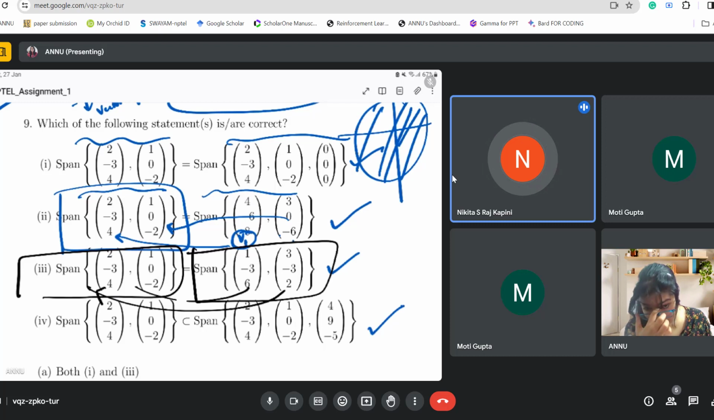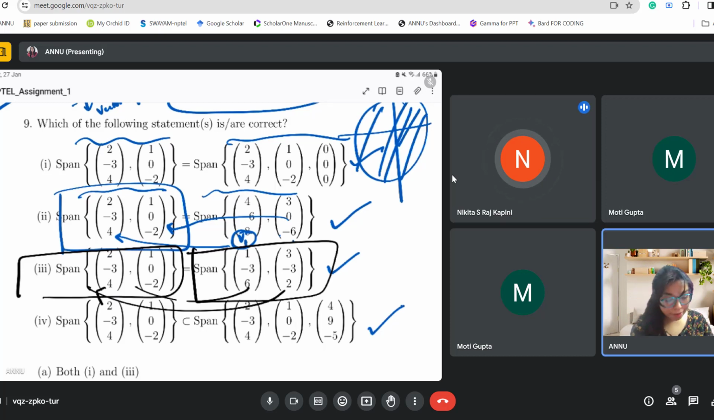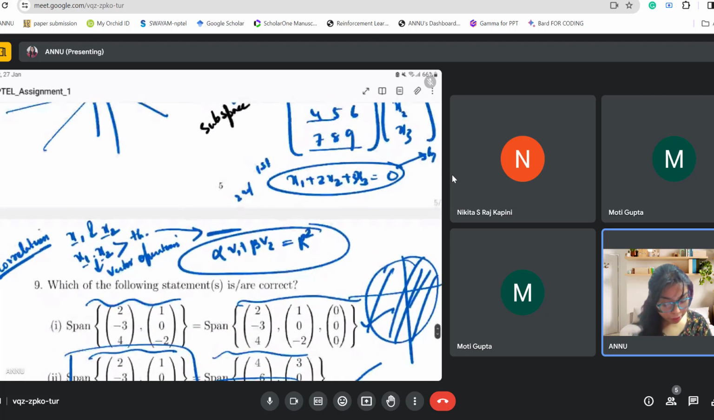So basically, I didn't get the logic why it should be dependent or independent for the span to be equal. Let's see with dependent or non independent.